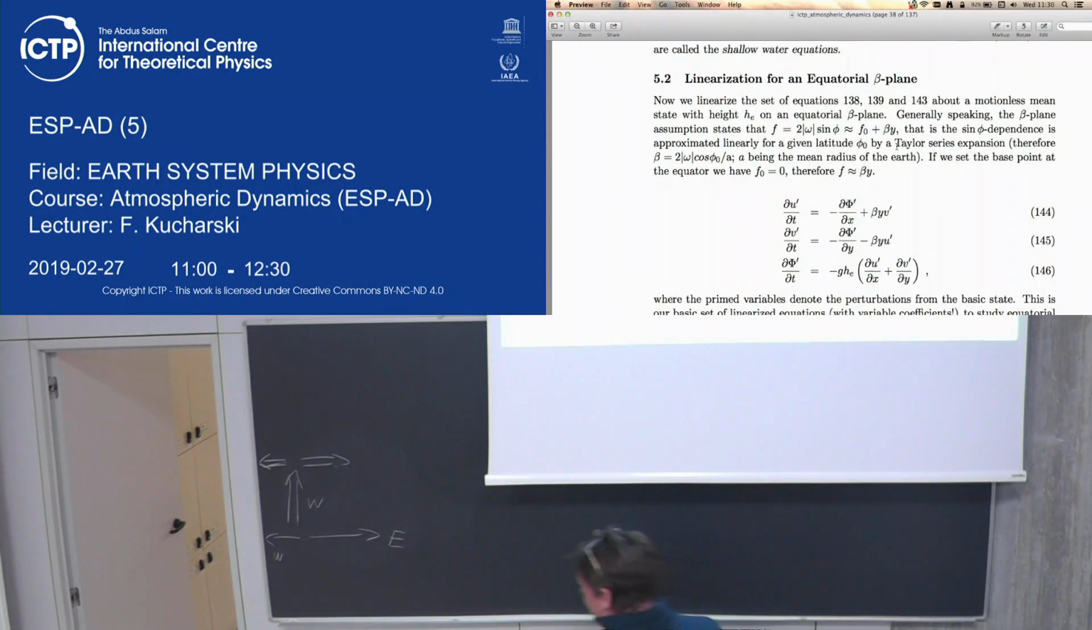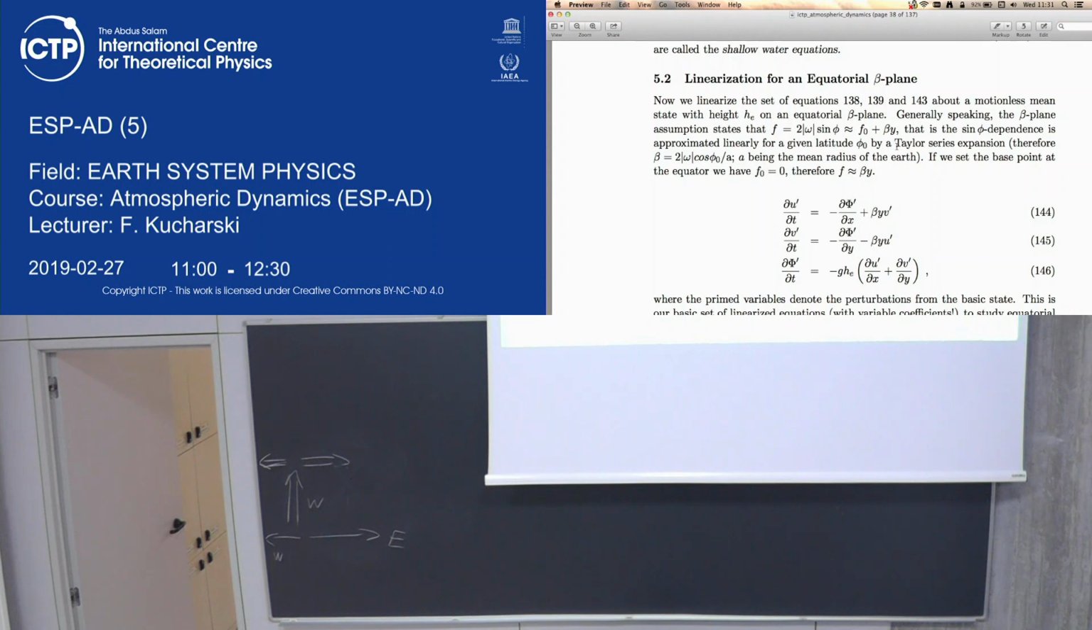We now say, okay, different from the extratropics, we let our base point be now on the equator. On the equator, it turns out that if we do a Taylor series expansion of the Coriolis parameter, the f0 on the equator is exactly 0. Therefore, the first term that remains is beta y. So instead of f0, which we had for our extratropical perturbations, now we have beta y standing here.